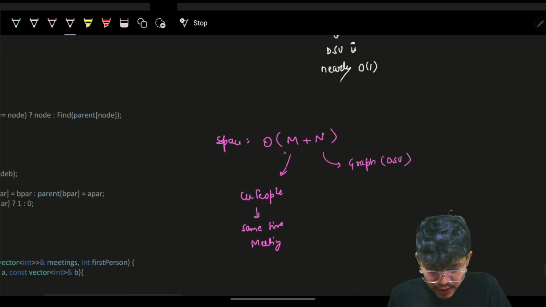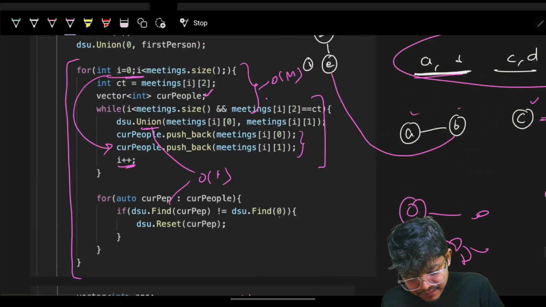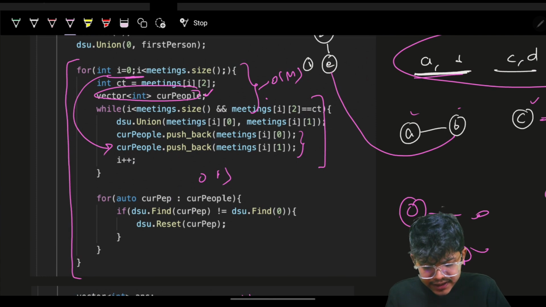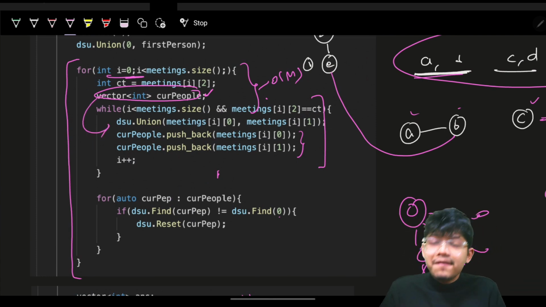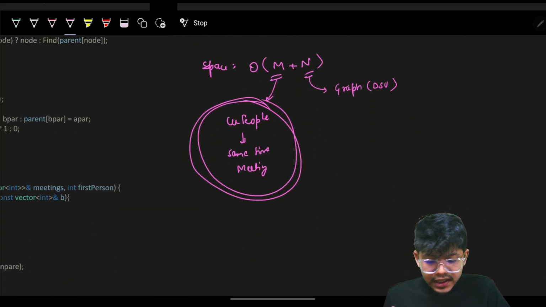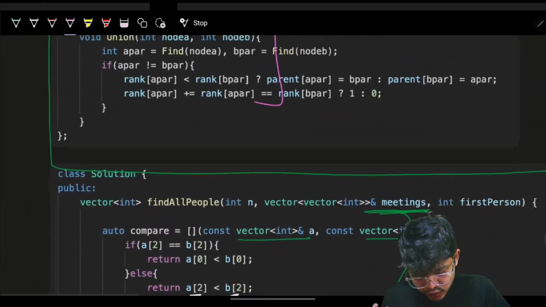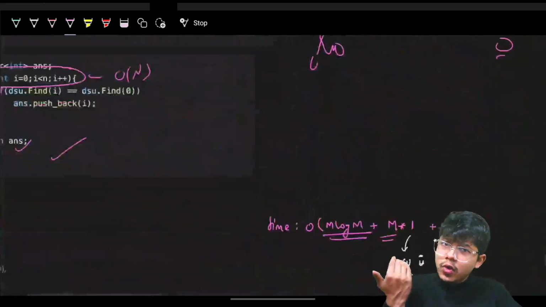And space is O(m) plus O(n), again O(m), because you are pushing back in the vector all the people at the same time, and it can happen that all the meetings are happening at the same time itself. So you might end up pushing everything in the vector, all the m meetings' people. So it can be O(m) because of that. And you know that the DSU itself needs to initialize with something, and that is O(n) itself. So your DSU will take O(n) space.